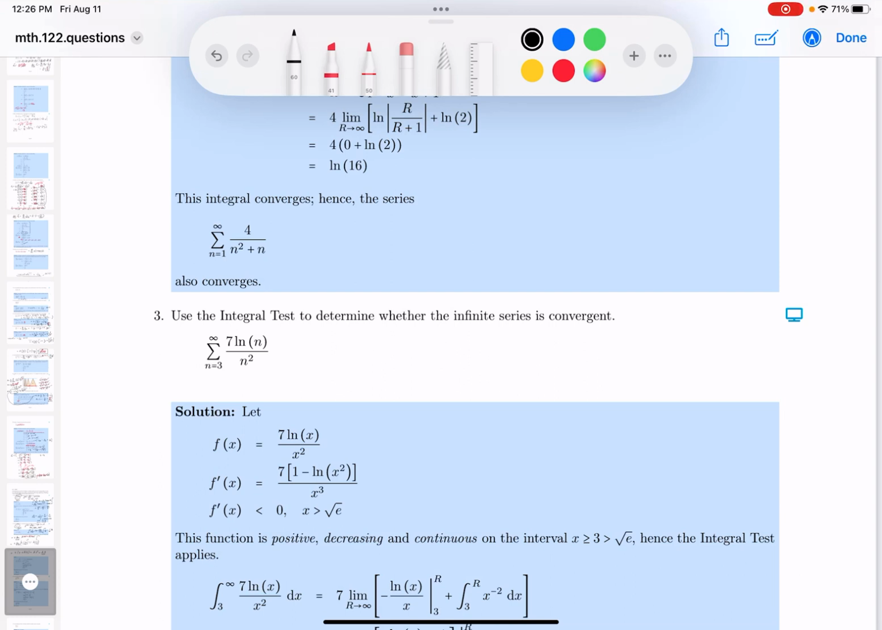All right, so let me write down a function now. So f of x, and what did they give me? They give me 7 ln x over x squared. Now, by the way, I notice here the x is going to be on an interval from, let's see, 3 to infinity.